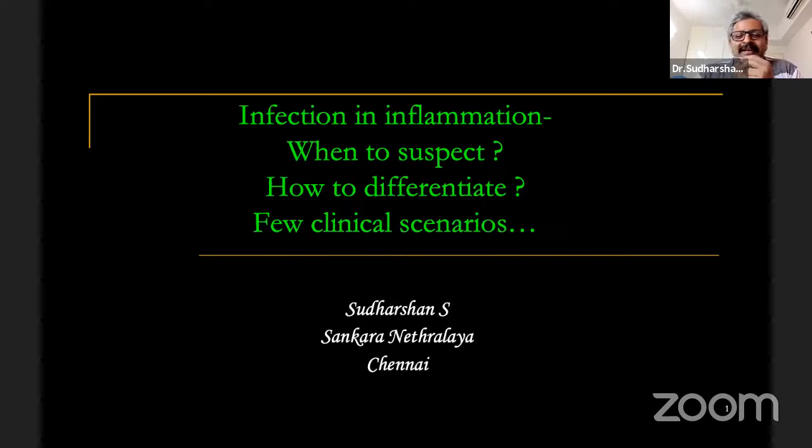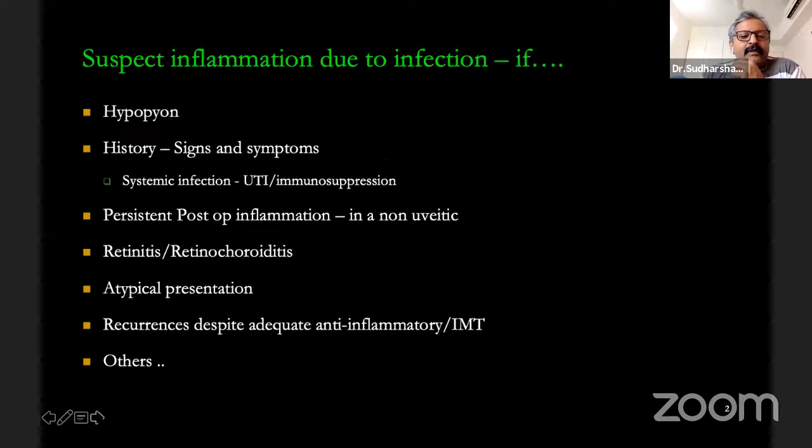So, when to suspect infection and inflammation in a patient? How do you differentiate between infectious uveitis and a non-infectious uveitis? So, let's see a few clinical scenarios. There are many situations where we might think it's probably infection or inflammation, because these clinical signs and symptoms present in both an inflammatory uveitis, I mean non-infective uveitis, or an infective uveitis. So we get confused at many points.